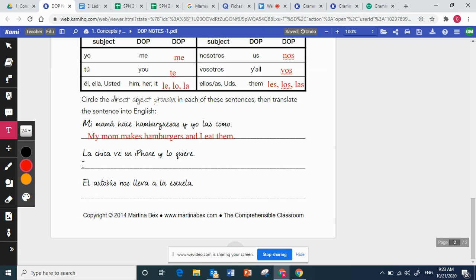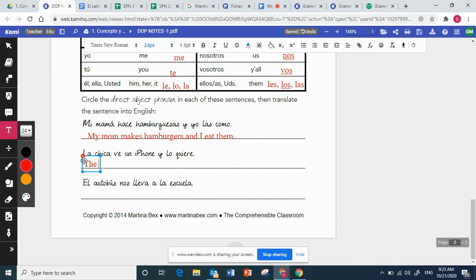La chica ve un iPhone y lo quiere. The girl sees an iPhone and wants. Is it or them? Lo quiere. Well, lo refers back to what? iPhone. We know that iPhone is singular. So, it wants it. Because if not, then it would be very awkward to say the girl sees the iPhone and she wants the iPhone, right? We can replace the words iPhone with it in this case to make it sound less redundant and silly.